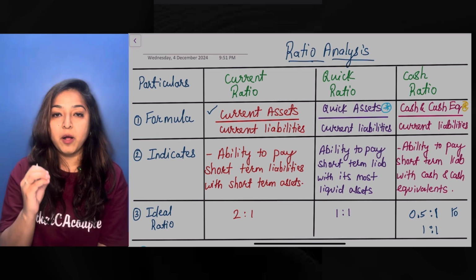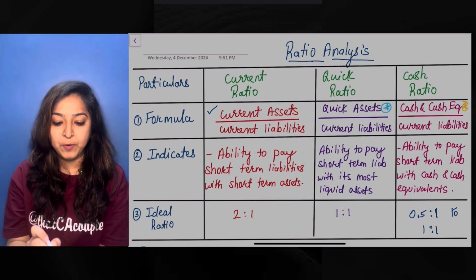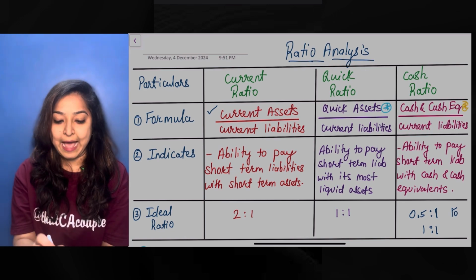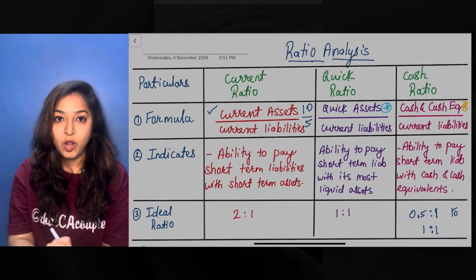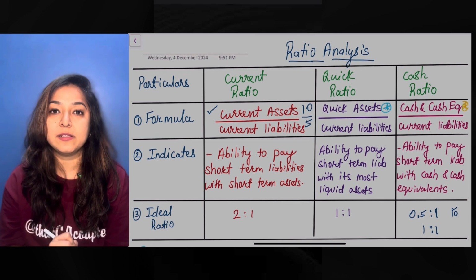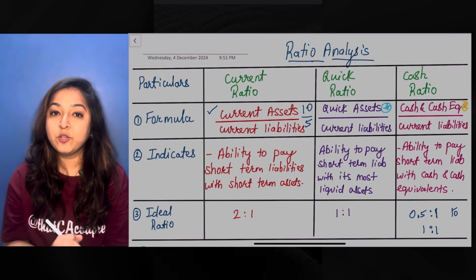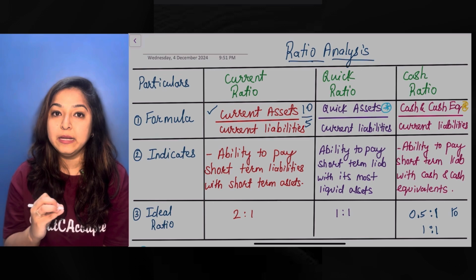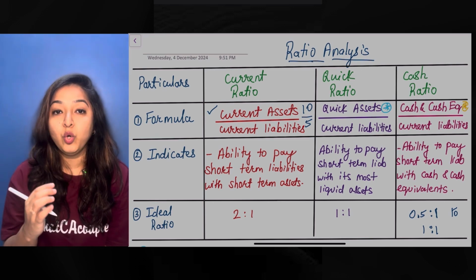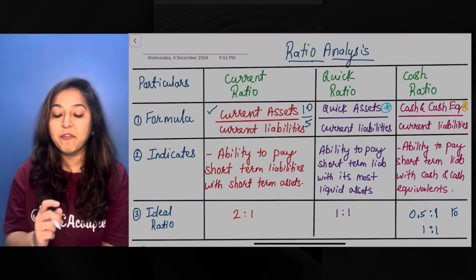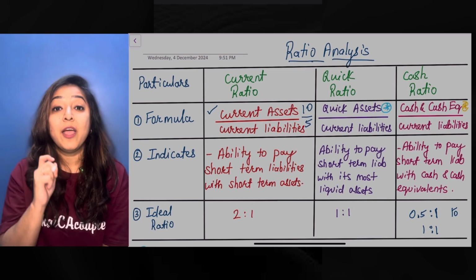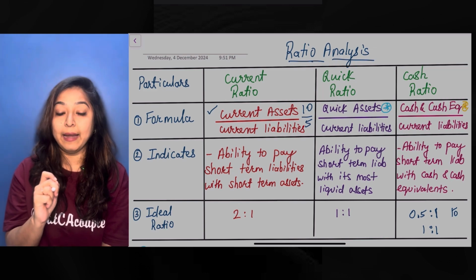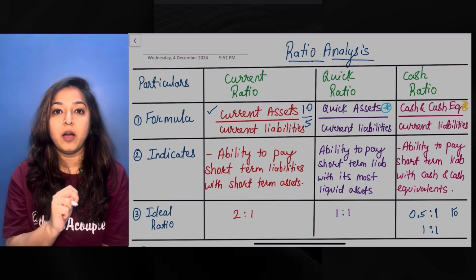All right, so I'll just give you an example over here. If my current assets are 10 and my current liabilities are 5, here the ratio is going to be 2:1, which means the company has double the ability to pay its current liabilities. If the company has 1 rupee as current liabilities, for that 1 rupee of debt to be paid, it has 2 rupees of current assets.